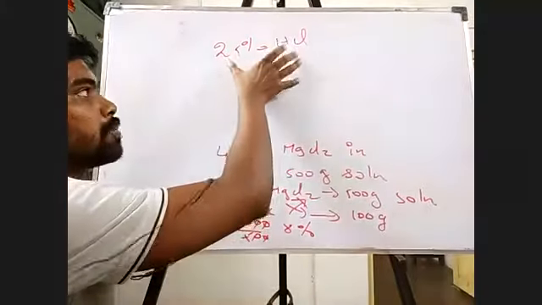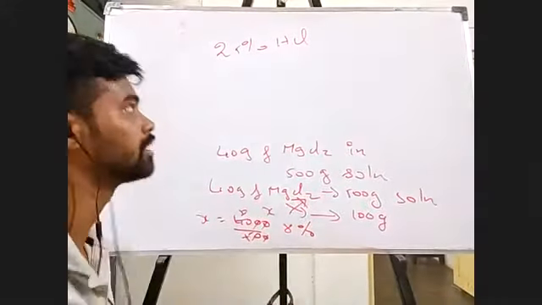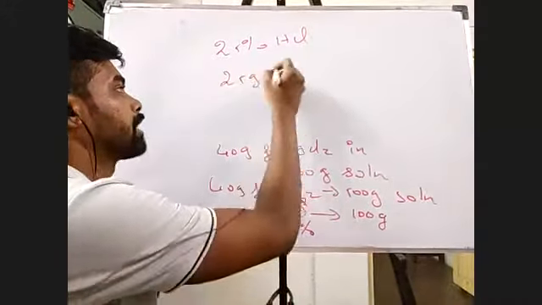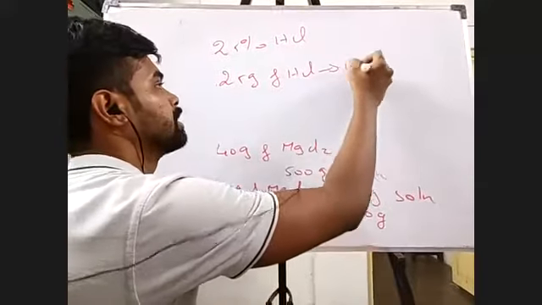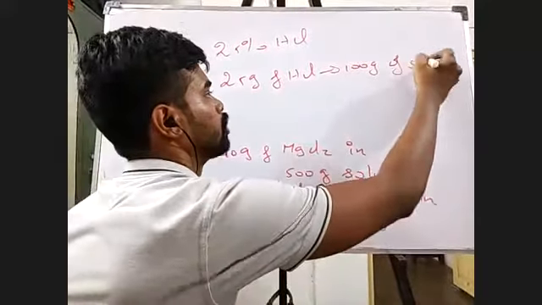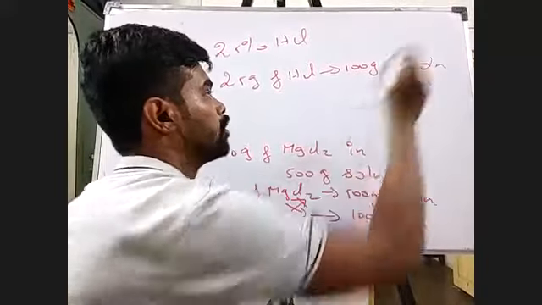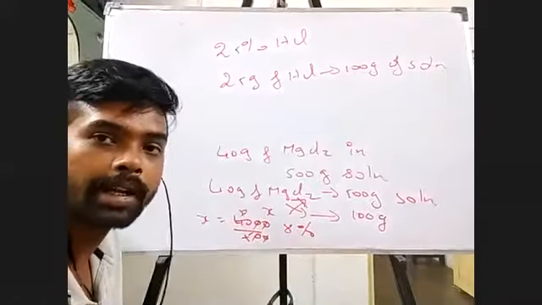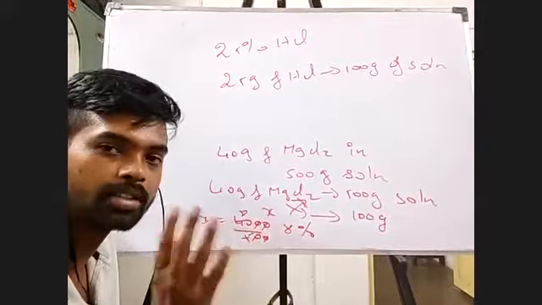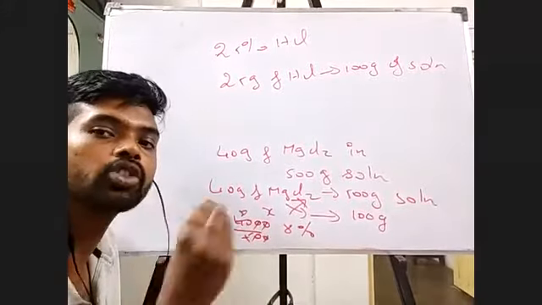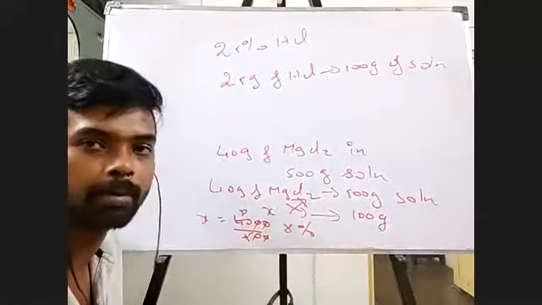Now, what does this mean? This means that I have 25 grams of HCl present in 100 grams of the total solution. So what I'm trying to tell you is, if there is no data given to you about the solution, that is the total mass of the solution, assume it to be 100 grams and start doing the problem.